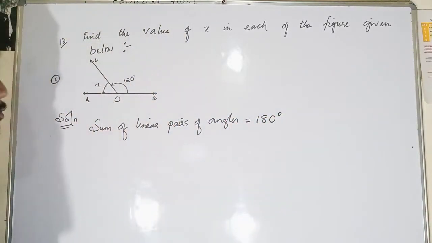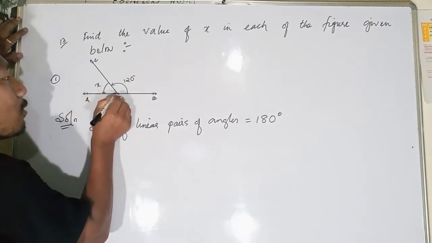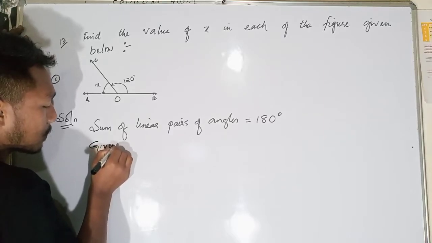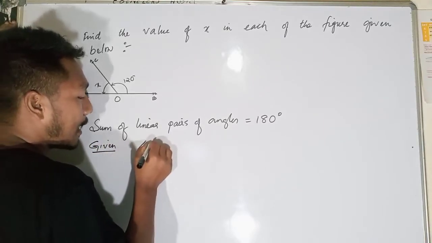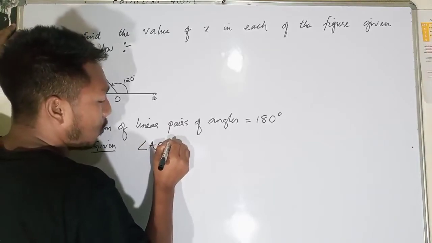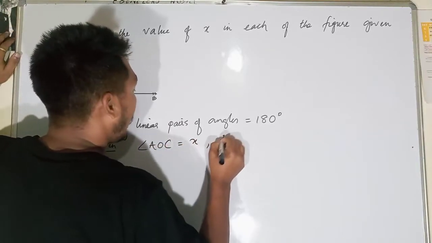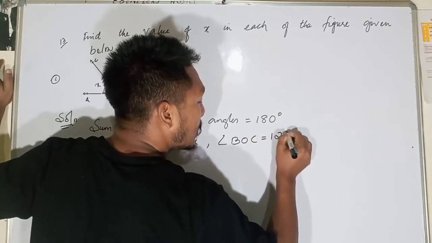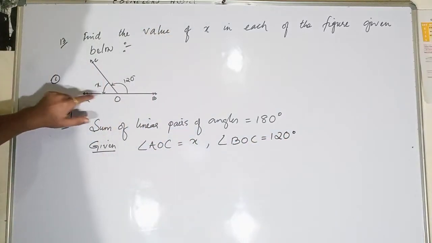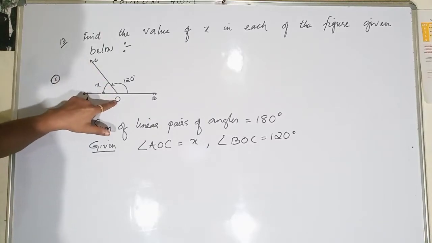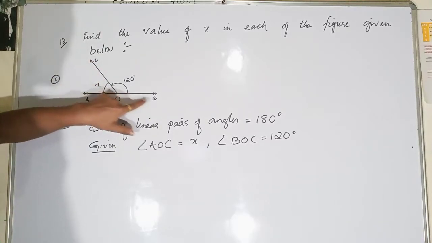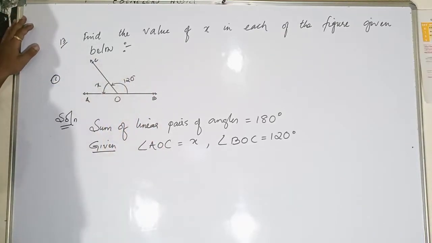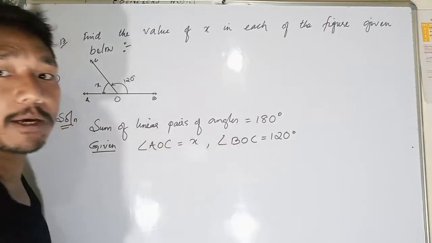Here we have two angles. Given is angle AOC equal to X, and angle BOC is equal to 120 degrees. AOC is X, and BOC is given as 120. So if you sum these two angles, it will be equal to 180 degrees.